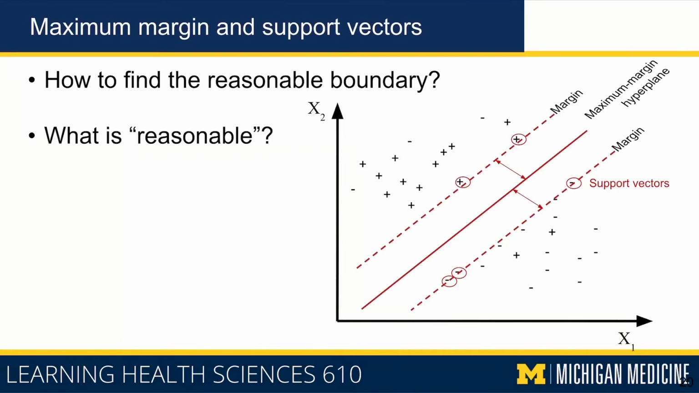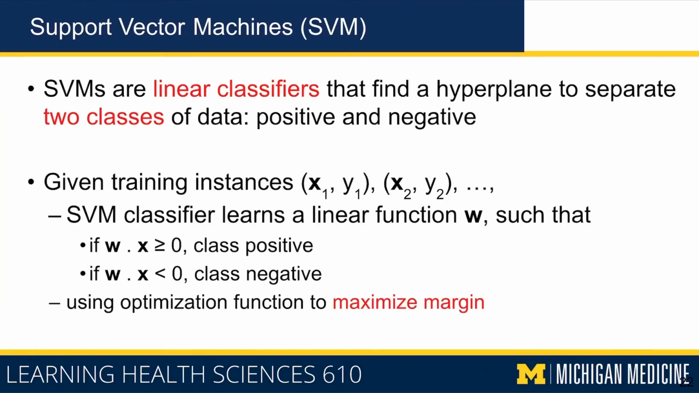The line in the middle of the margin would be your classifier, and that would be called a maximum margin classifier. In fact, support vector machine is really a maximum margin classifier. So support vector machine is a classifier that tries to maximize the margin between positive and negative points. Support vector machine is a linear classifier that can find a hyperplane to separate these two classes of data, positive and negative class.